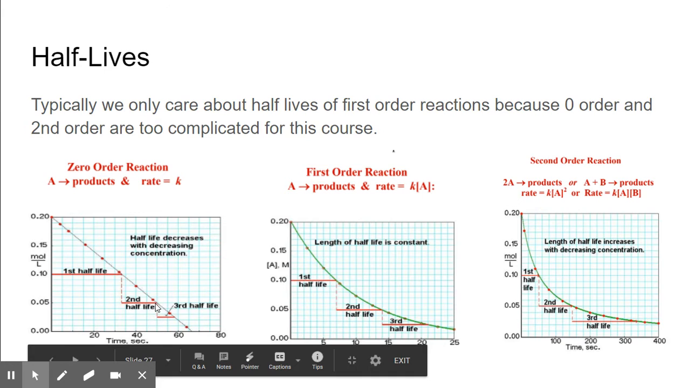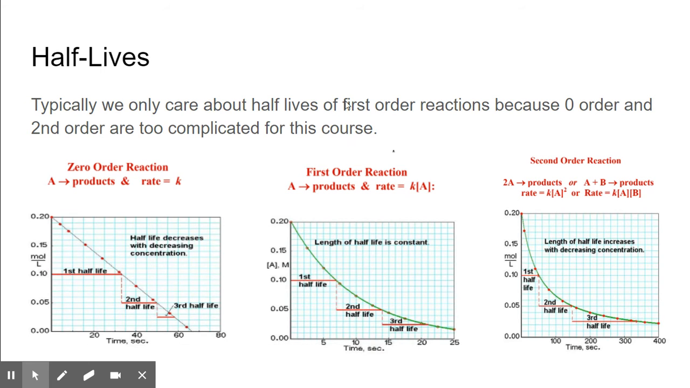You have less and less reactants as you go. The time it takes to change reactants to products gets less and less. Okay. First order reaction, the half-life stays consistent. They're equal. They're always the same. And most of the calculations we do will deal with first order reactions.